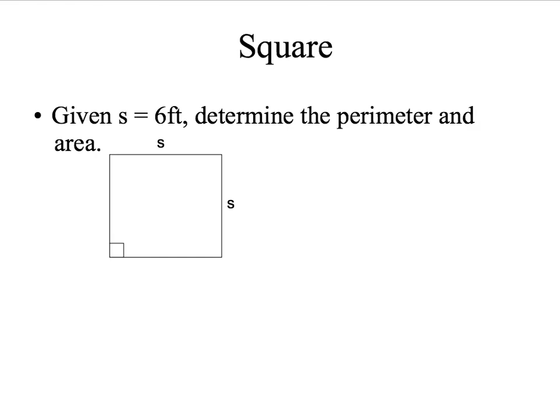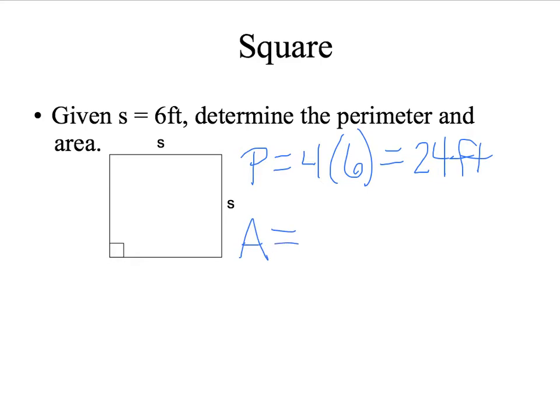So given that, if we have a square, the length of a side is 6 feet, we want to determine the perimeter and area. So remember, the perimeter, since a square has all 4 sides the same, is just 4 times the length of a side. And so 4 times 6 is 24 feet. And then the area is the length of a side squared, so 36 feet squared for the area.